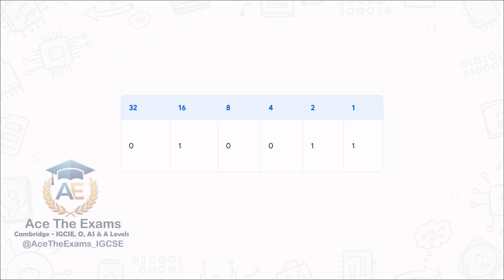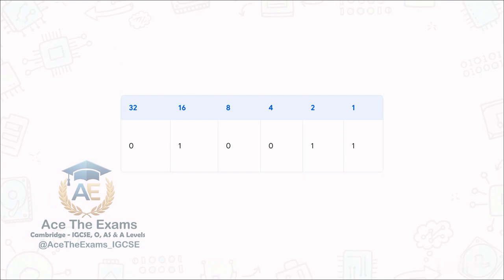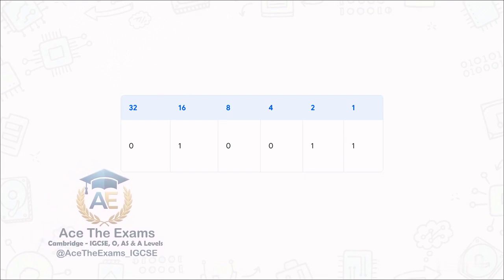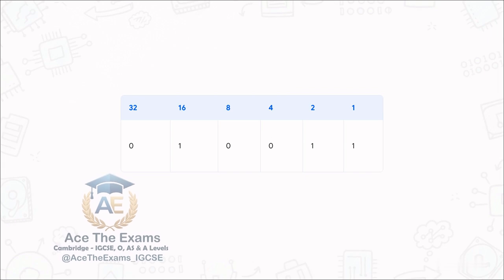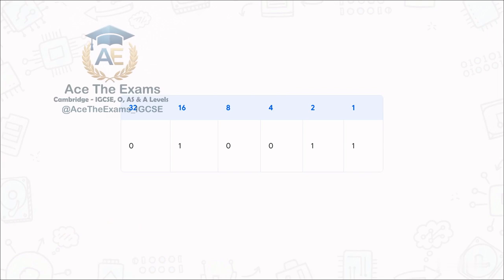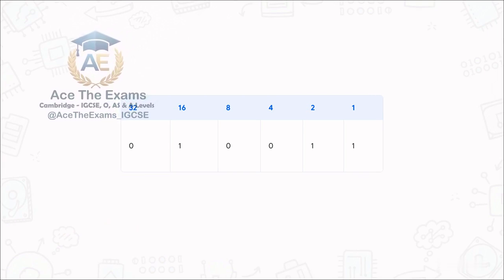What's really fascinating here is how this mirrors our own math. In base 10, our columns are ones, tens, hundreds, thousands. They just multiply by 10. But in base 2, binary, each position simply doubles the one to its right. So, starting from the right, our columns are 1, 2, 4, 8, 16, 32, 64, and 128.